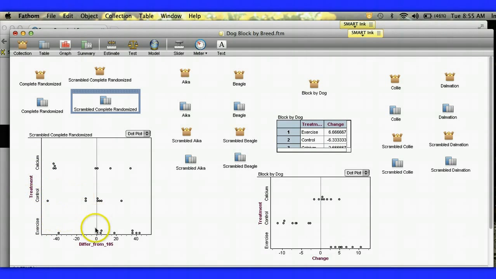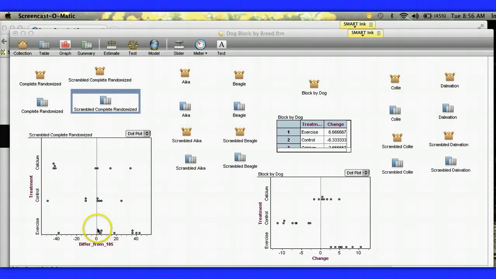And when we take a look at this, we can see that there's not really much of a difference here. I mean, these are all pretty much centered at 0. Sometimes calcium was worse, sometimes it was better. Sometimes exercise was better, sometimes it was worse, and the control is also all over the place. So then we decided to block by dog.